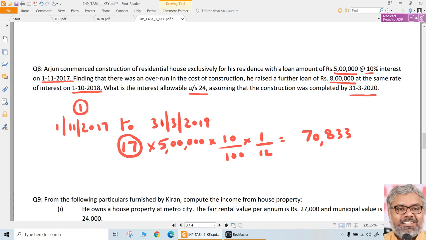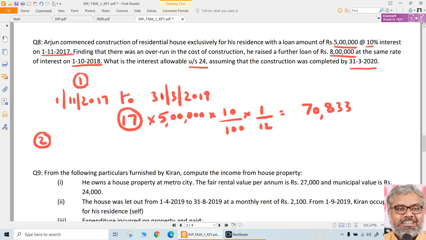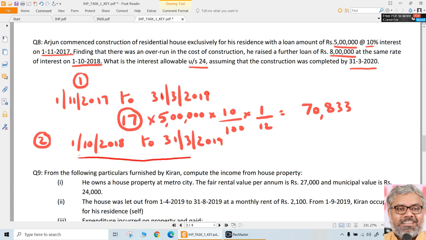Now let us talk about loan number 2. Okay, what is this loan number 2? Loan number 2, when he has taken 8 lakhs rupees, he has taken another loan. This is a completely different loan at the same rate of interest on 1/10/2018. So here the pre-construction period starts from 1/10/2018 and of course it ends on the same date because property got completed on 31st March 2020. The pre-construction period ends on 31st March 2019. That is same. But how many months are there in this case? October, November, December, January, February, March. That's all. Only 6 months is there.